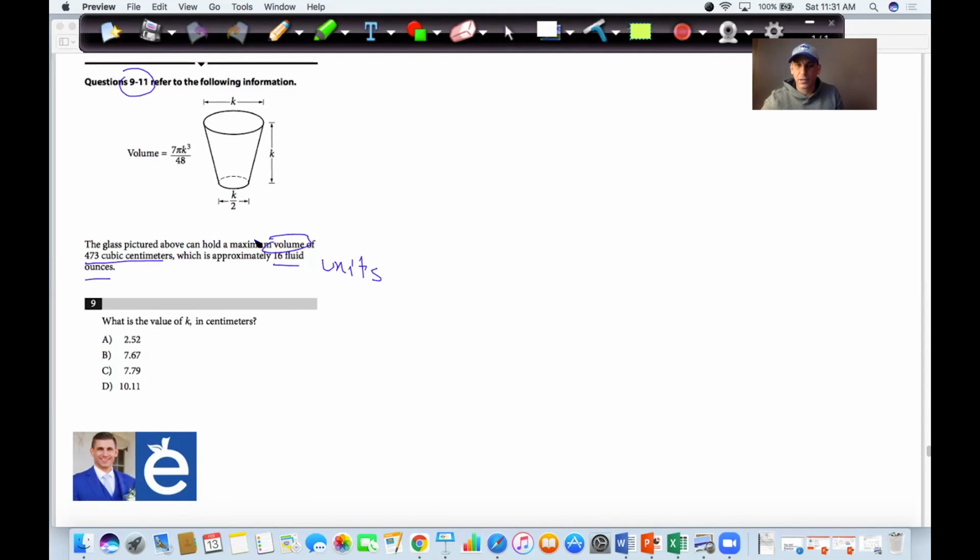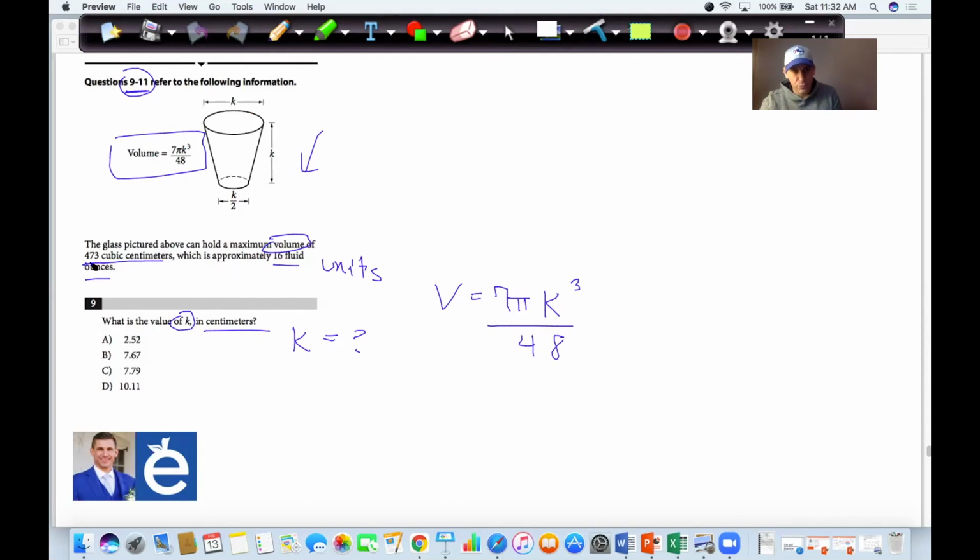Most of the time in the SAT, per question, they do not give you excessive information. So the reason why it seems like you have more than what is needed is because the information here is relevant to multiple questions. It says, what is the value of k in centimeters? Well, I want to find where k is. K is here, and here, and here. But most importantly, k is here. And the reason I like this the most is because it says volume, and it says 7 pi k to the 3rd power over 48, because it tells me what these are going to be.